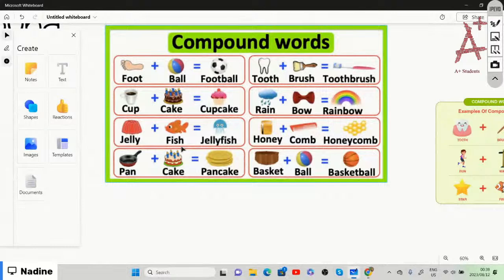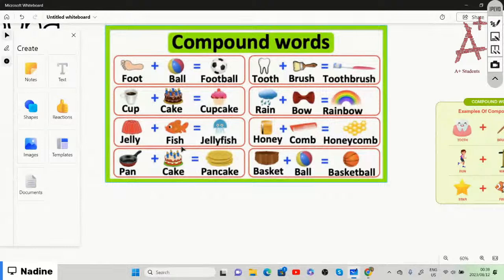A honey or honey plus comb. Honey plus comb, right? So honey that we get from bees and a comb to comb our hair. If we put those two words together, then we get a honeycomb. Honeycomb is where the bees make their honey, and then people will come and take the whole honeycomb and brush off the honey that is stuck to it.